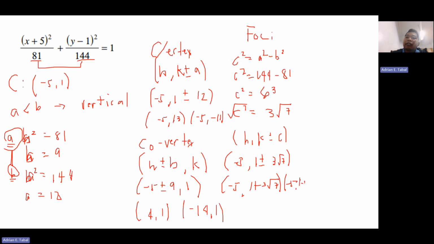1 minus 3 square root of 7. Over the length of our major axis times 2, this is 18. This is for the minor axis. Then for the major axis, 12 times 2, that's 24.